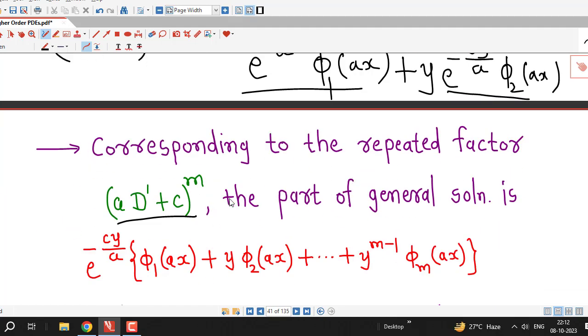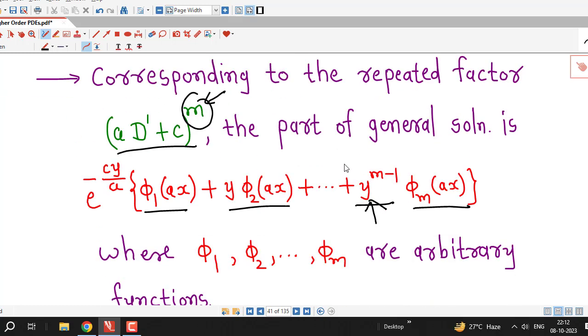If I have the mth power, then the part of general solution corresponding to this m times repeated factor ad dash plus c is e raised to minus cy over a times an arbitrary function, say phi 1 of ax, plus y times phi 2 of ax, up to y to the power m minus 1 times an arbitrary function of ax denoted by phi m. If I have m power here, I have to keep multiplying up to the m minus 1th power of y. So this is easy to remember, and we now try to solve some problems which are based on this type of repeated linear factors.